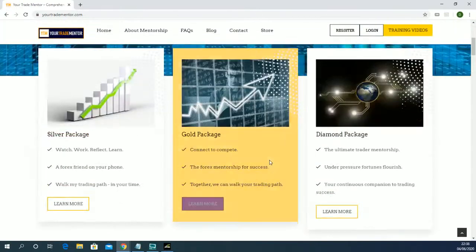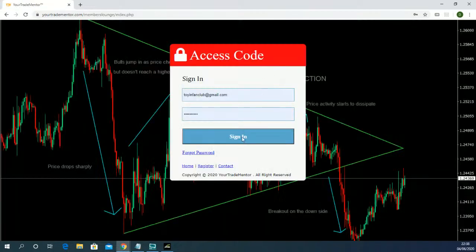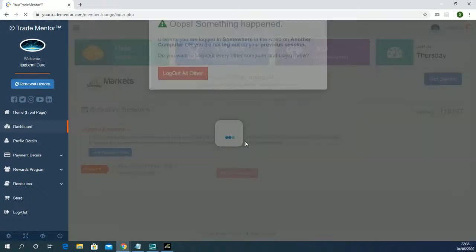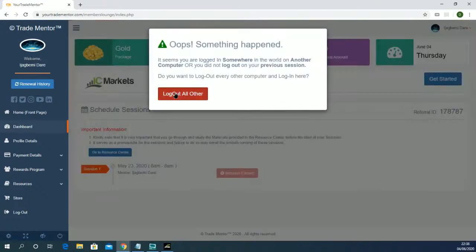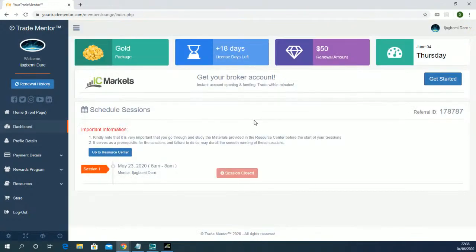Okay, so we just go on the website. I'm going to log in so you can have a look. I'm going to log in as a gold member. A gold member is somebody that just wants a 1 day mentorship. So, at the moment, this is a fantastic UI you are going to get.